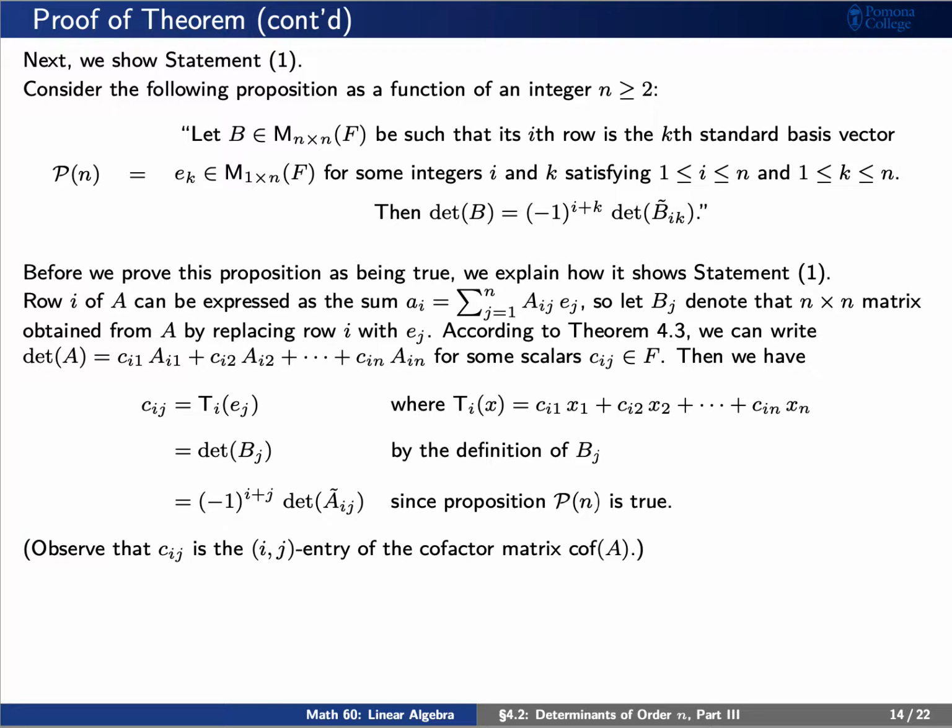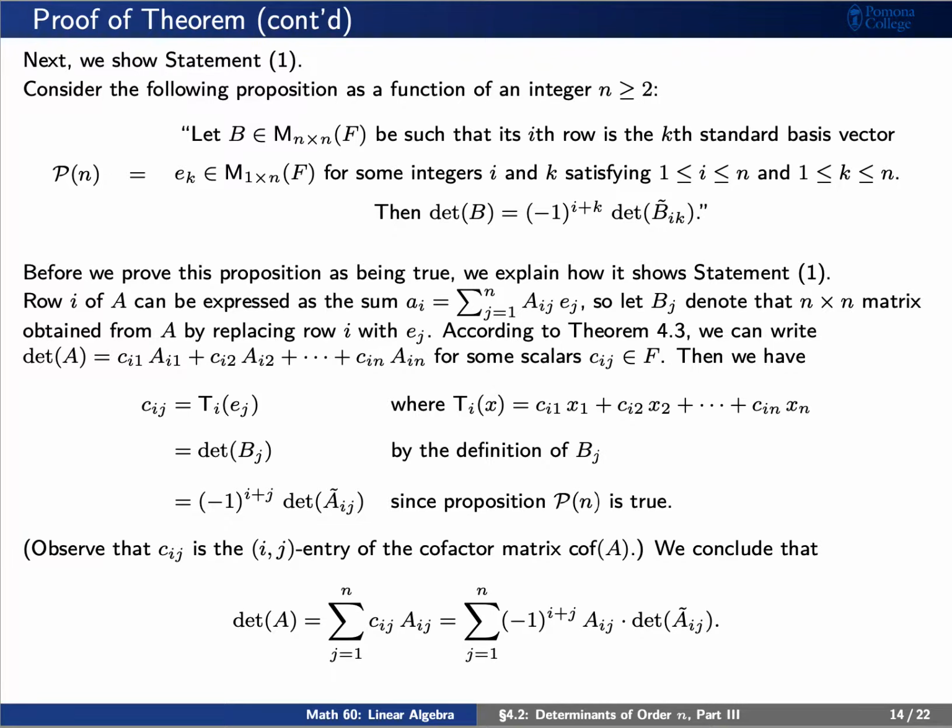We'll make a quick observation that we'll come back to later, that this here is exactly, by definition, the ij entry of the cofactor matrix of A. We conclude now that the determinant of A, which, according to Theorem 4.3, is a sum over j of some scalars Cij times the entries Aij, must be equal to the sum over j of (-1)^(I+j) times the entry A sub ij times the determinant of Aij tilde. But this is exactly the statement in statement 1.